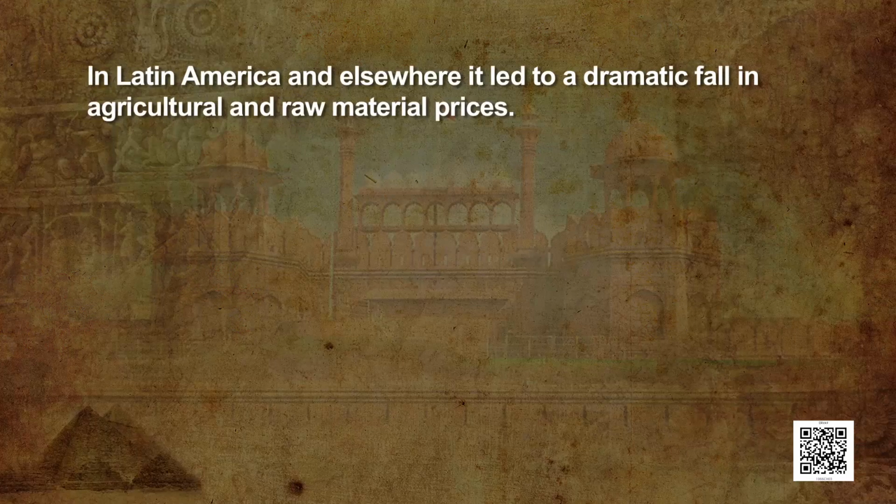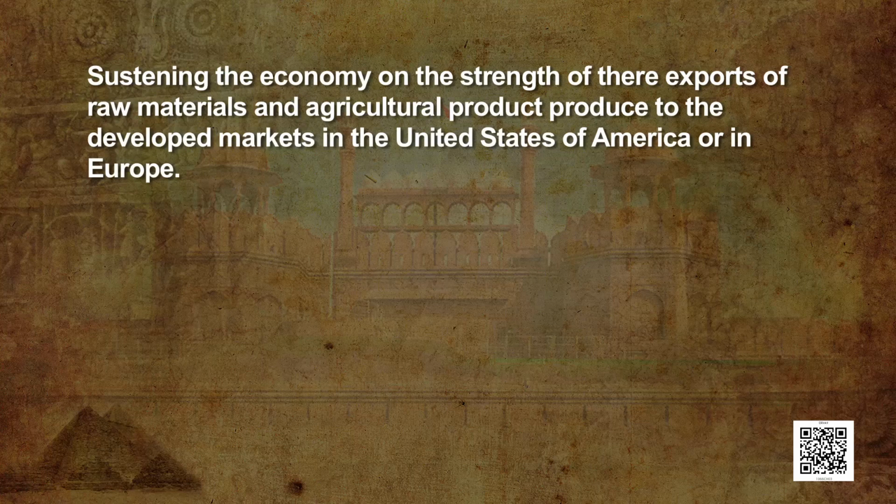There were currencies which entirely collapsed. Even major currencies such as the British pound sterling found itself on the verge of collapsing. In Latin America and elsewhere, it led to a dramatic fall in agricultural and raw material prices. These were the countries, as you would know, which were sustaining their economies on the strength of their exports of raw materials and agricultural produce to the developed markets in the United States of America or in Europe.